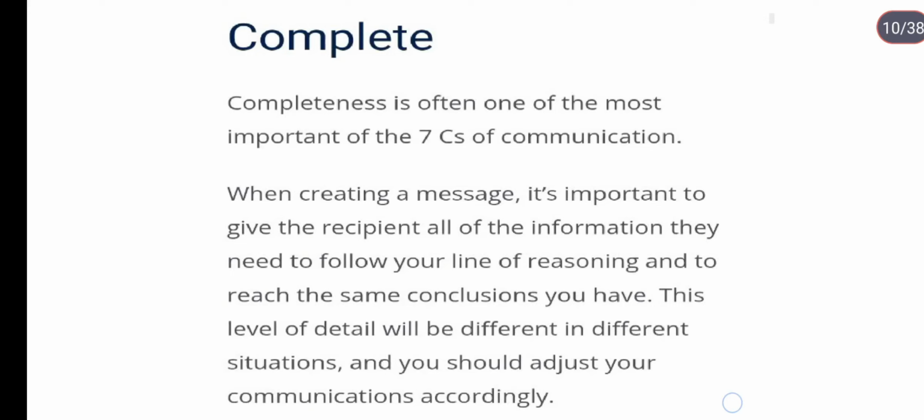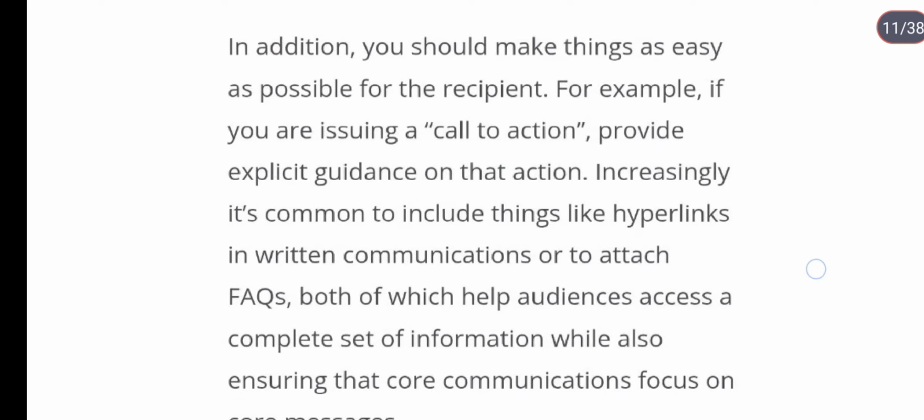Third is complete. Completeness is often one of the most important of the seven C's of communication. When creating a message, it's important to give all of the information and details. The audience needs this to follow your lines, respond, and reach the conclusions you have. The level of detail will be different in different situations, and you should adjust your communication accordingly.